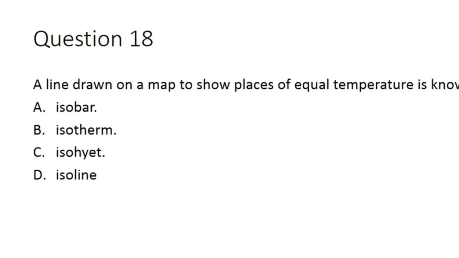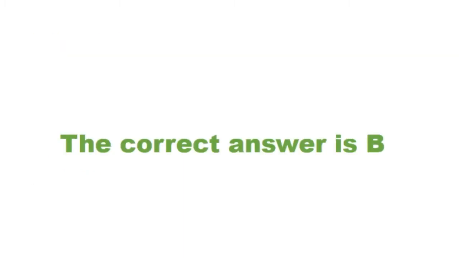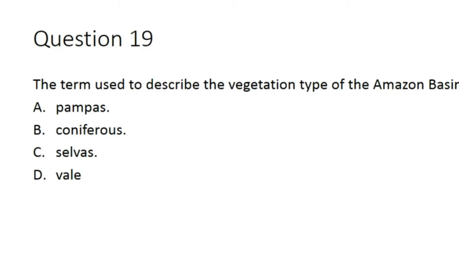18. A line drawn on a map to show places of equal temperature is known as A. Isobar, B. Isotherm, C. Isoheight, D. Insuline. The correct option for question 18 is option B. 19. The term used to describe the vegetation type of the Amazon basin is A. Pampas, B. Coniferous, C. Selvas, D. Valley. The correct option for question 19 is option C.